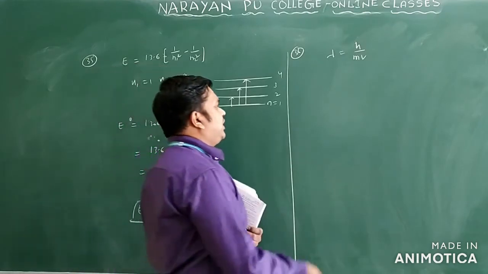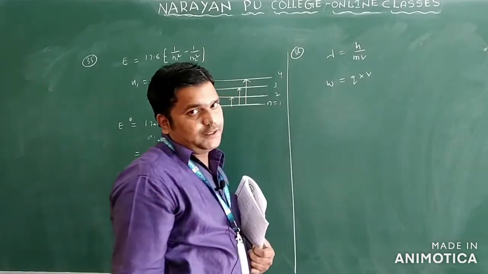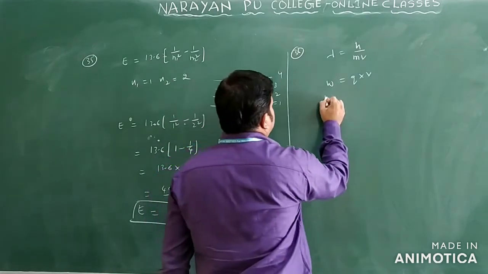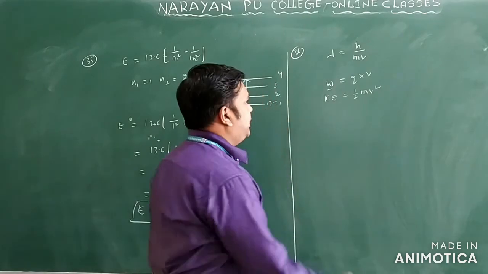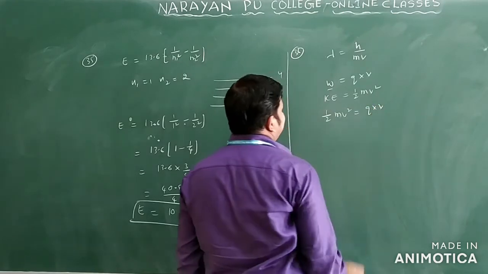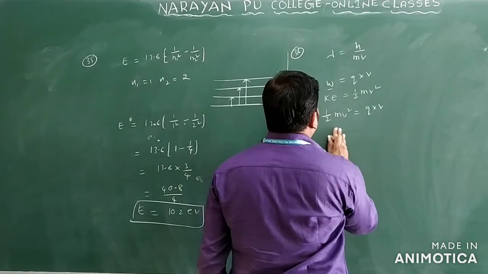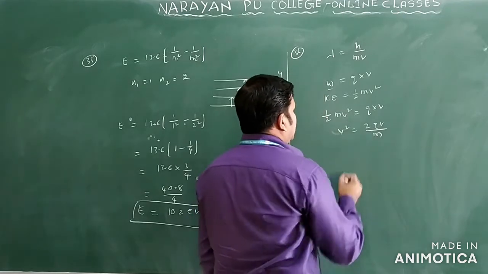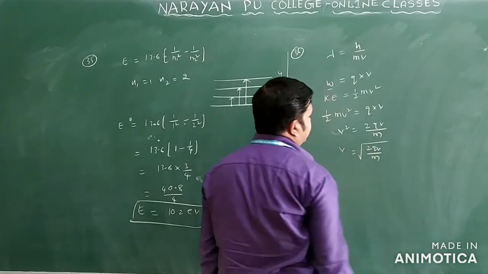Generally, work W is equal to Q into V, the charge times the potential difference. Work done becomes the kinetic energy, half mv square, so half mv square is equal to QV. Then v square is equal to 2QV by m, so v is equal to the square root of 2QV by m.